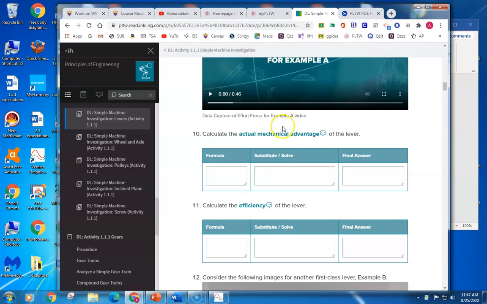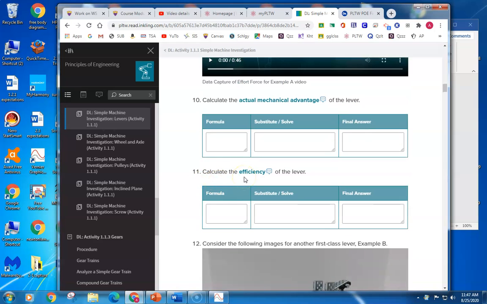So the actual mechanical advantage is going to be FR over FE. The FR is going to be, again, 9.8. The FE we just measured was 10. So that's 9.8 divided by 10. We get 0.98.